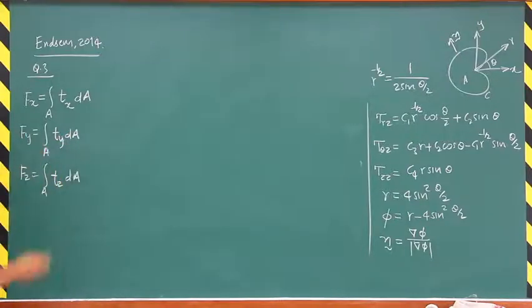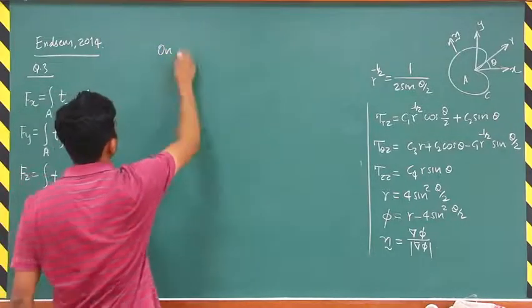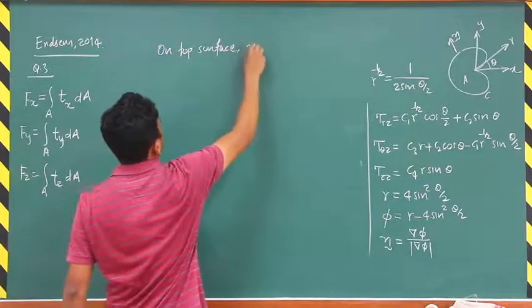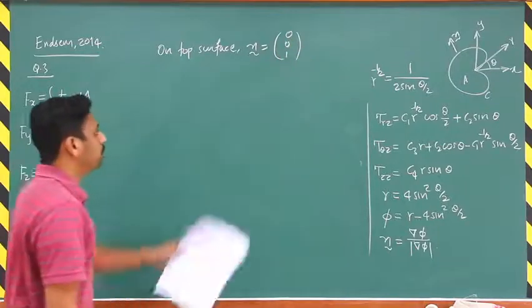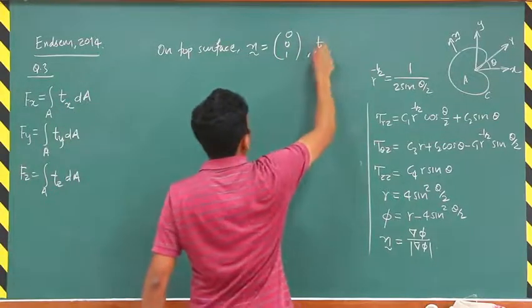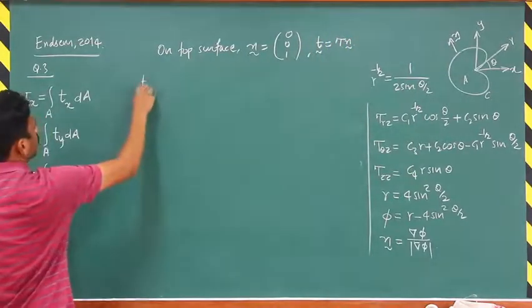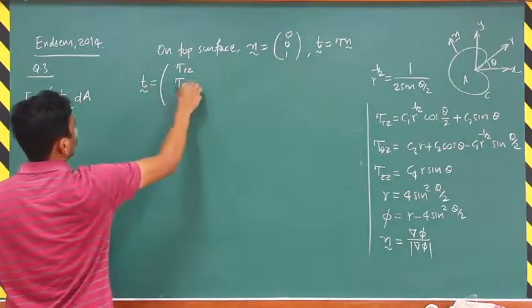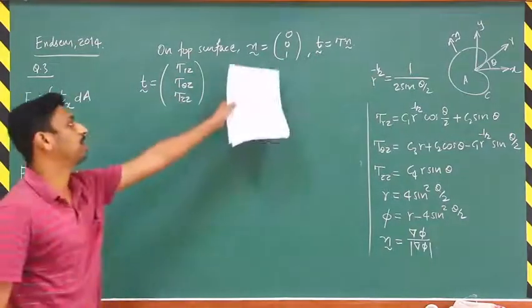So to find this, we have to first find Tx, Ty and Tz. Now on the top surface, first of all find the tractions on the top surface. This normal is given by 0, 0, 1. And again, the Gaussian relation T equals tau n will give us T, which is equal to tau Rz, tau theta z, and tau zz, by using this particular normal.